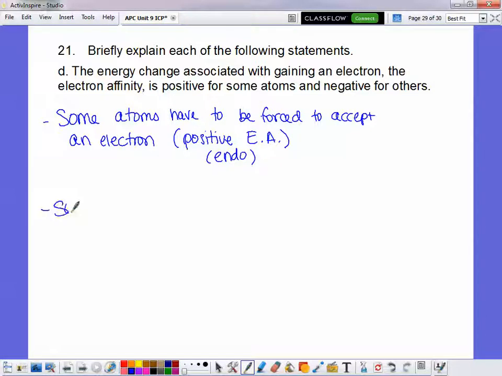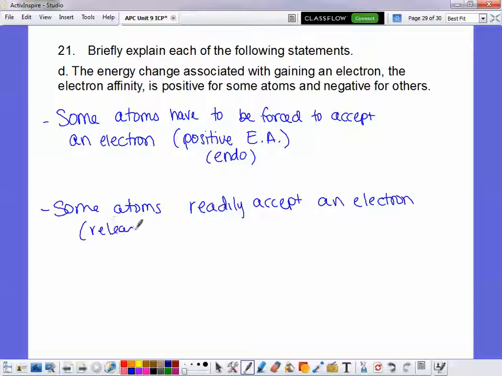Whereas some atoms readily accept an electron. So they're going to release energy, which would be a negative electron affinity. So this would be exothermic.